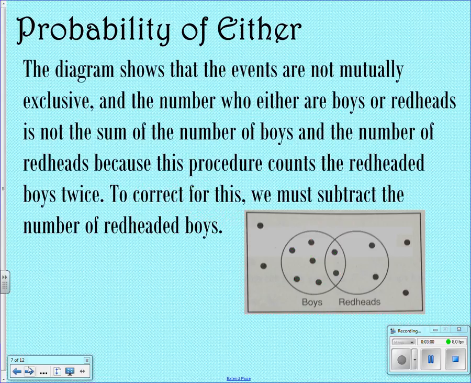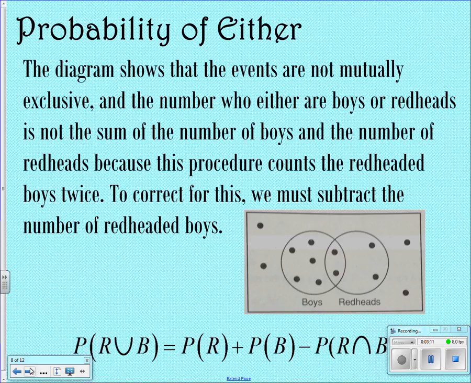Okay? And to do this, we must subtract the number of redheaded boys, that 2 that we overcounted because we counted them twice. The way that you would write it, using your union and intersection symbols that we talked about with your Venn diagram project, the probability of the redheads union the boys is the probability of the redheads plus the probability of the boys, but minus where they overlap, the intersection of the reds and the boys. So you're going to do the boys plus the redheads minus the redheaded boys.